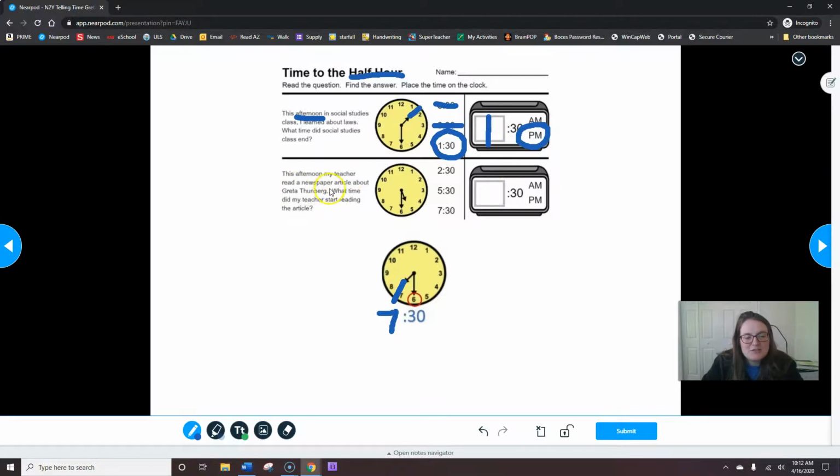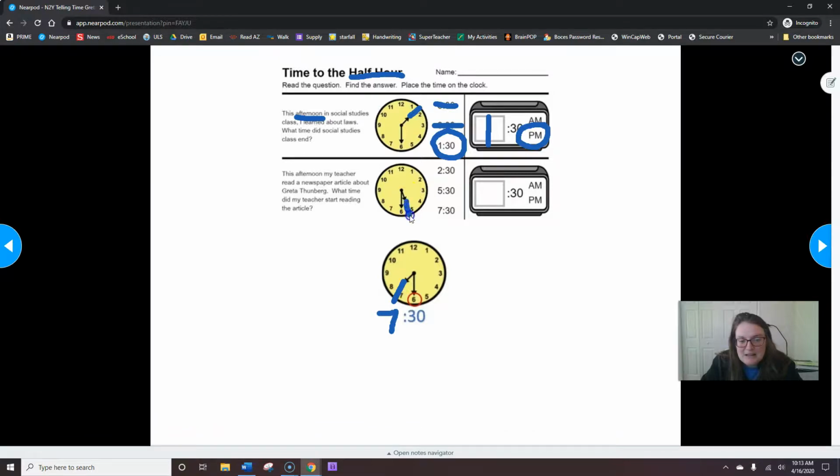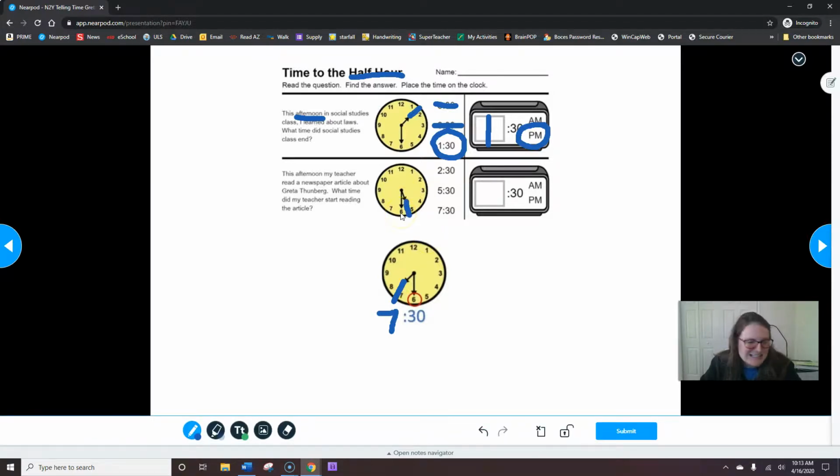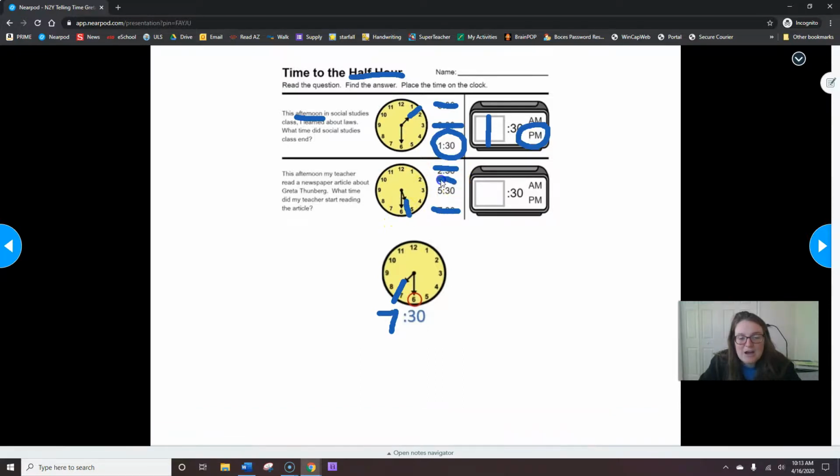This afternoon, my teacher read a newspaper about Greta Thunberg. We read about her on Monday. What time did my teacher start reading the article? So we need to look at the little hand first. Here's my little hand. It didn't get to 6 yet. It's in between the 5 and the 6, so it's still on 5. 5:30. Not 2:30. 5:30, yes, not 7:30. This shows 5:30 because 5, 10, 15, 20, 25, 30, that's where the big hand is pointing. 5:30.